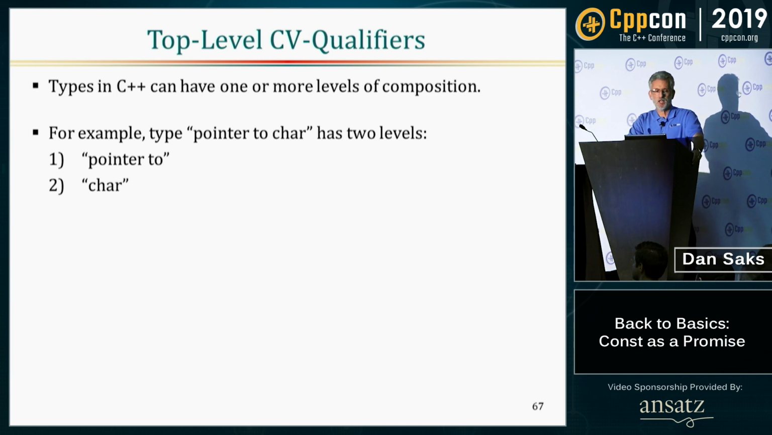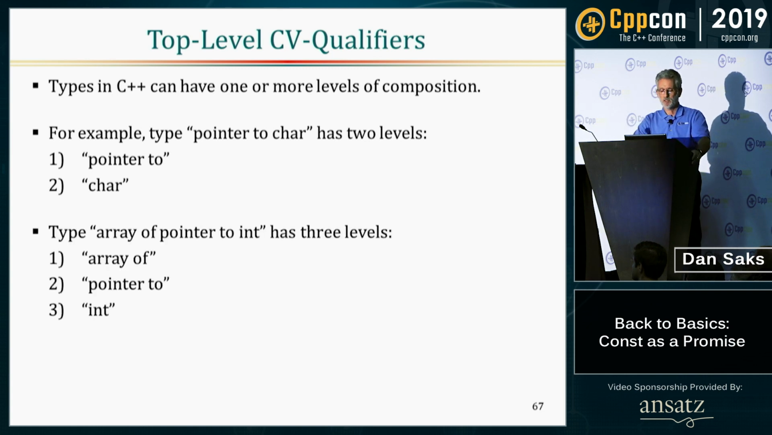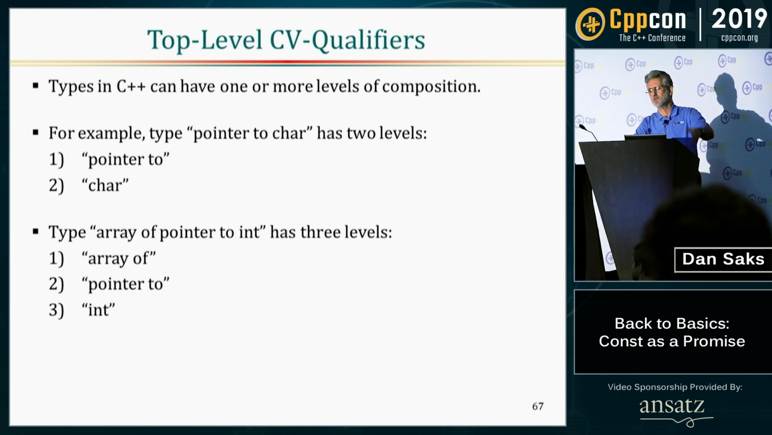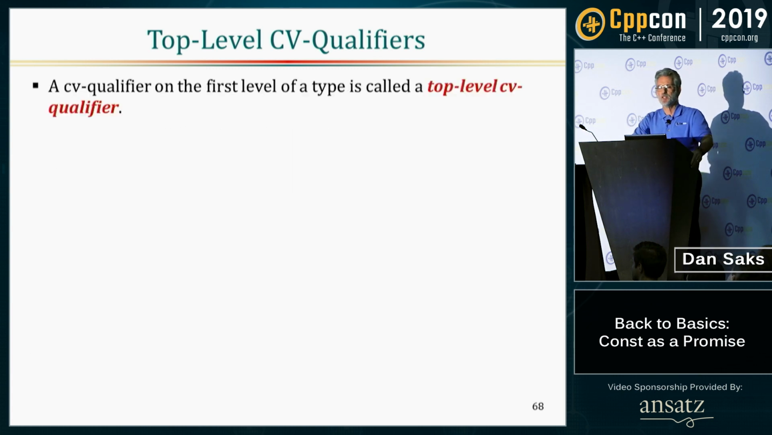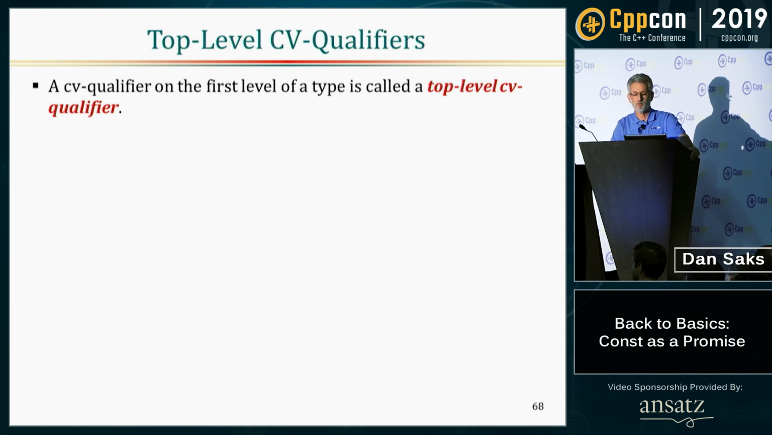Now, I need to introduce a little bit of terminology to be able to talk about the next concept. It's that in C++, as you well know, data types can exist on multiple levels. So for example, when you declare a pointer to character, it's a two-level type, pointer to character. When you have an array of pointer to int, it's array of pointer to int, 3 levels. And when you just say a type is string, that's 1 level. And there's this term for a CV qualifier applied to the first level. We call it a top-level qualifier.